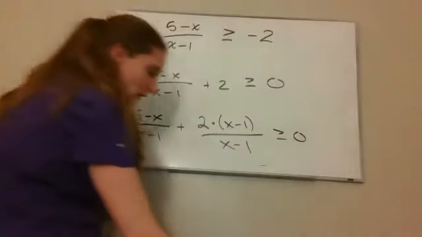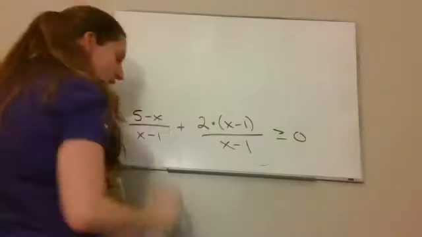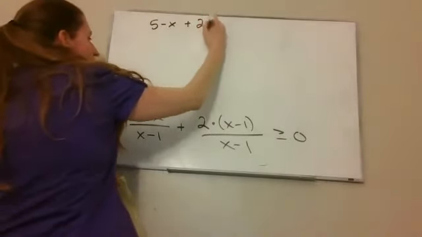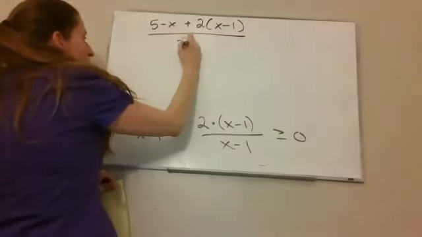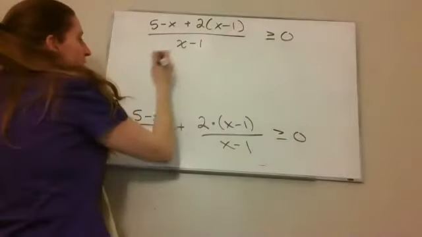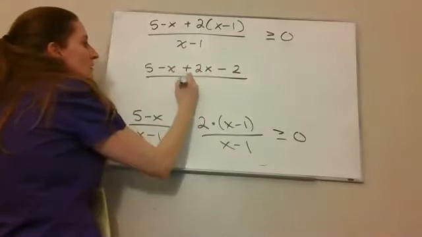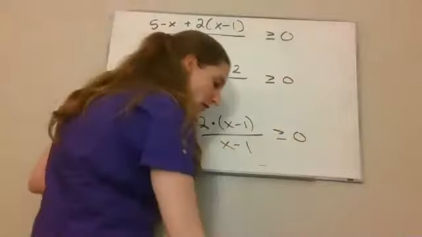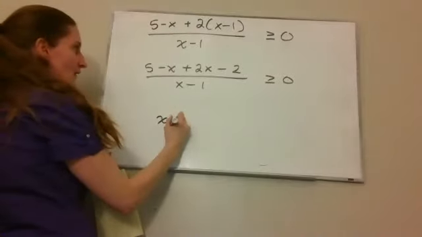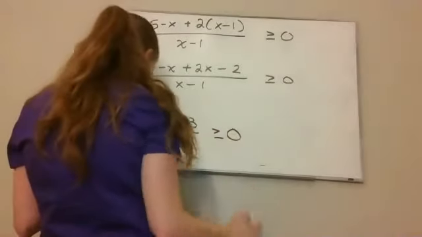Now I can add across the top to write this as just a rational function greater than or equal to 0. So I will have 5 minus x plus 2 times x minus 1 all over x minus 1 is greater than or equal to 0. Distribute on the top. And then combine your like terms on the top. That will get me x plus 3 over x minus 1 is greater than or equal to 0.